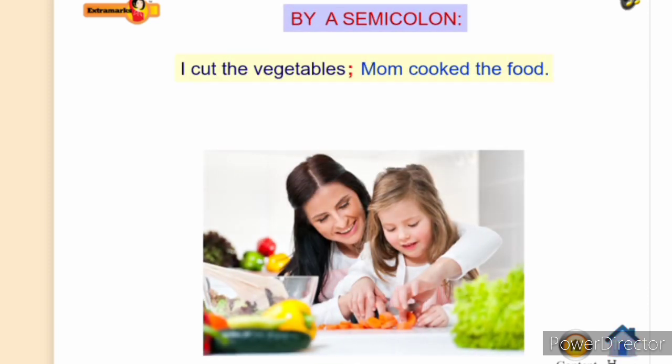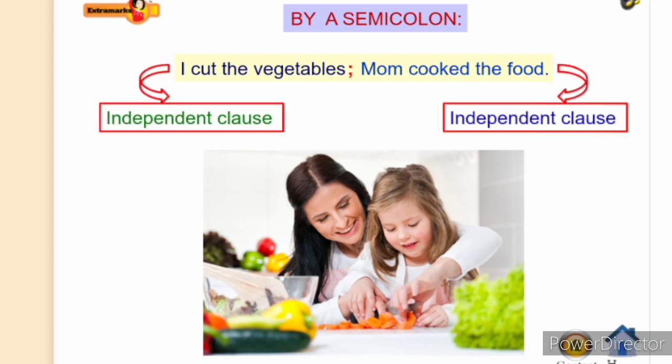By a semicolon: a compound sentence can also be formed by using a semicolon. Example: I cut the vegetables; Mom cooked the food. In these sentences, two independent clauses are separated by a semicolon.